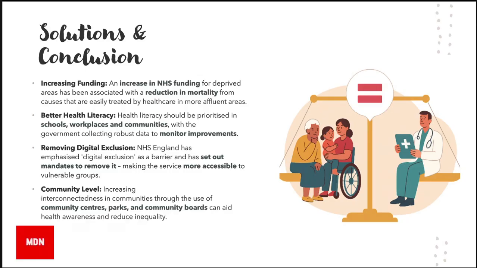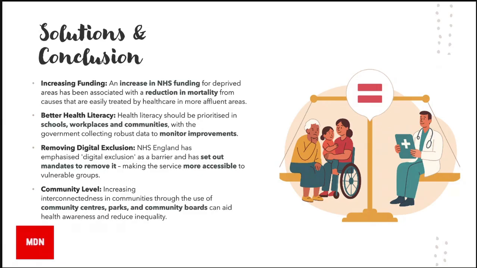So this is a massive one. If people don't know when or how to access services or what's covered, that's already a big barrier. So things like teaching basic health knowledge in schools, workplaces, and local centers could really help people take control of their health. And to ensure that this isn't neglected, the NHS recommends the government collect robust data to track these improvements.